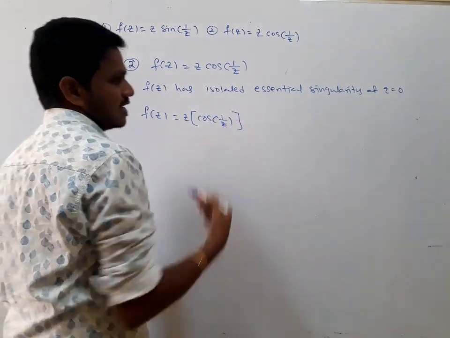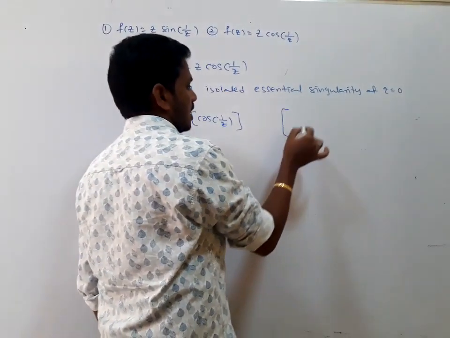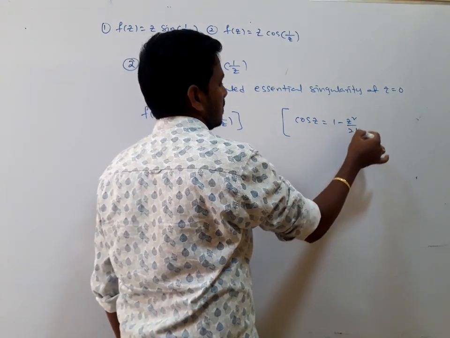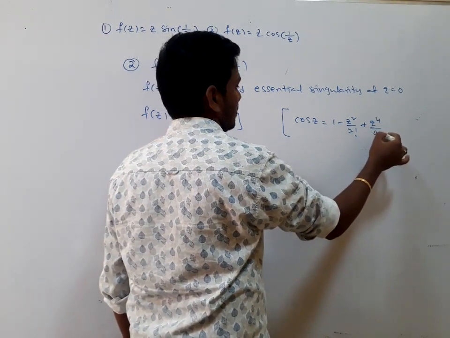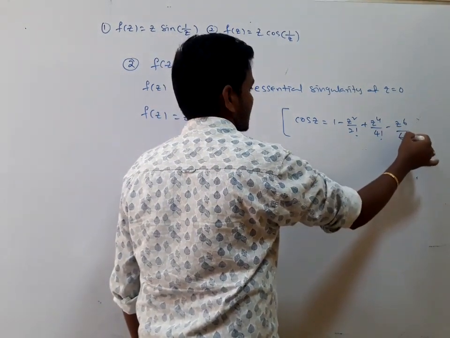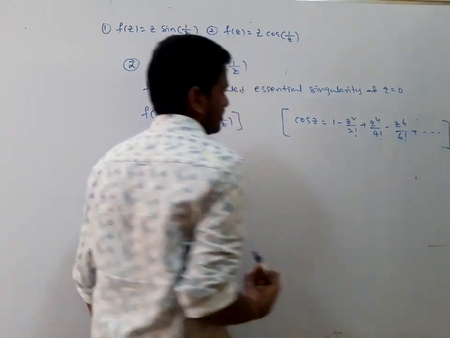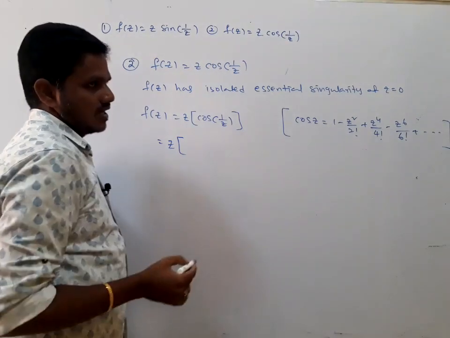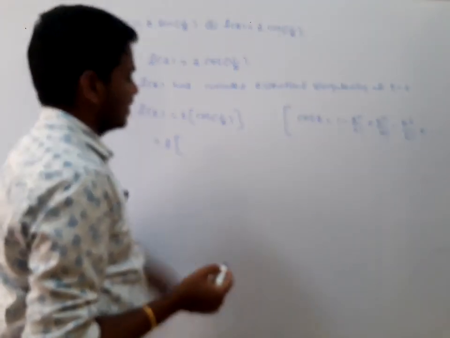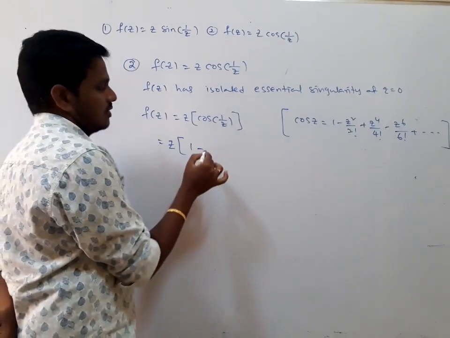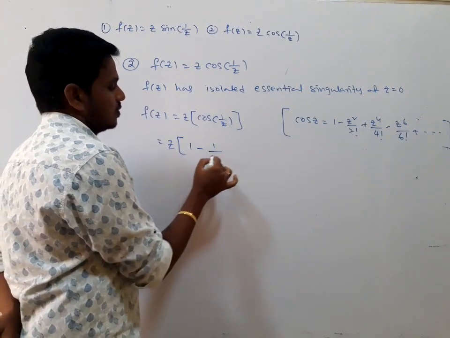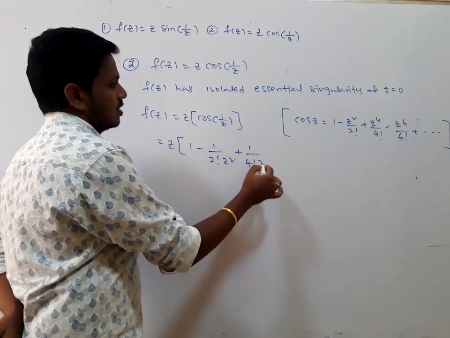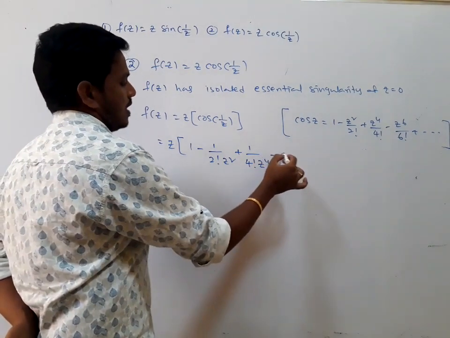But you know the Maclaurin series expansion about 0 for cos z: cos z = 1 - z^2/2! + z^4/4! - z^6/6! and so on. That is the cos z expansion about z = 0. So cos(1/z) we can write as 1 - (1/z)^2/2! + 1/(4! z^4) and so on.